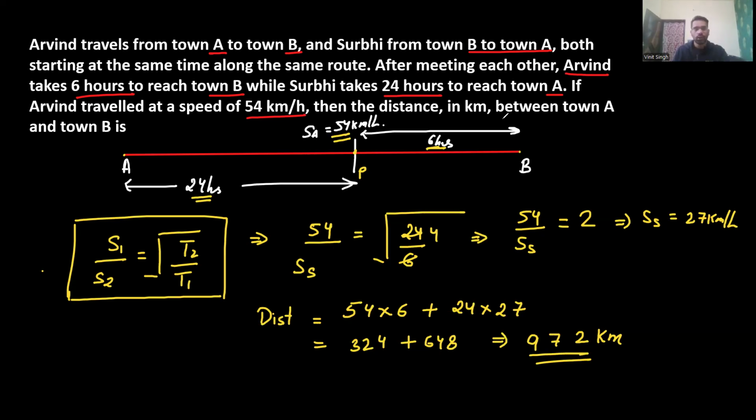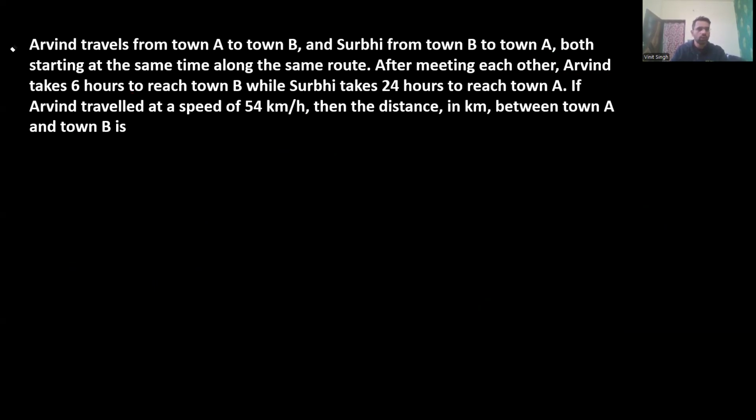So while solving this type of question, when both are moving towards each other on the same track and after meeting they reach their destinations in different times, we apply the formula S1 upon S2 equals T2 upon T1. I hope you understand this question. Now move toward the next question. These questions are very simple, but you have to practice a lot.